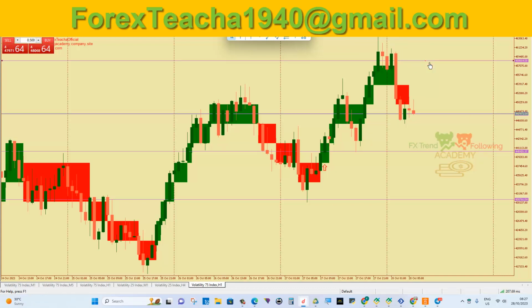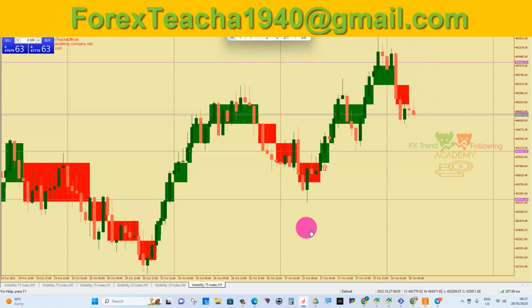For those who are new to the channel, I would like to explain how the trading system works. If you see a green box, it means you are buying. If you see a red box, it means you are selling. So right now, this is a sell signal right here.